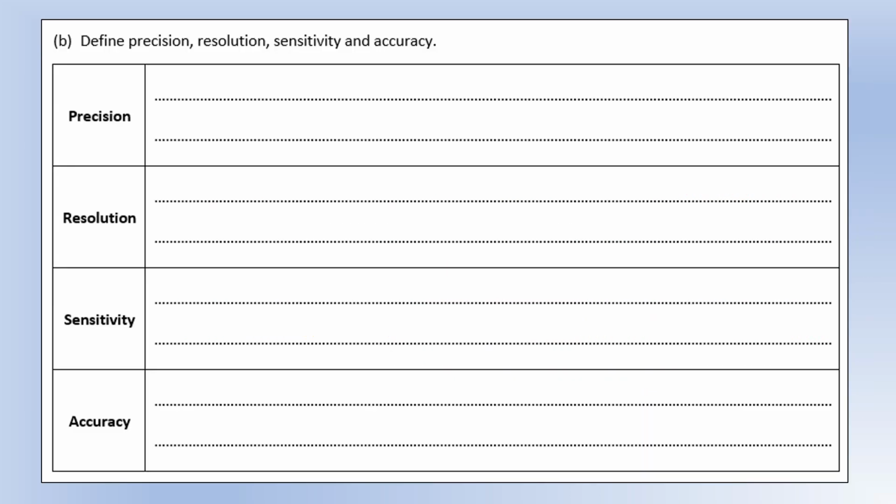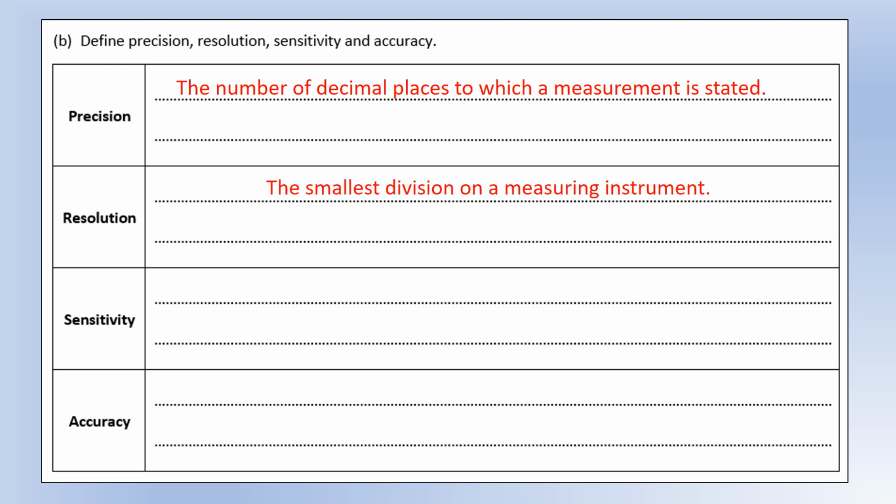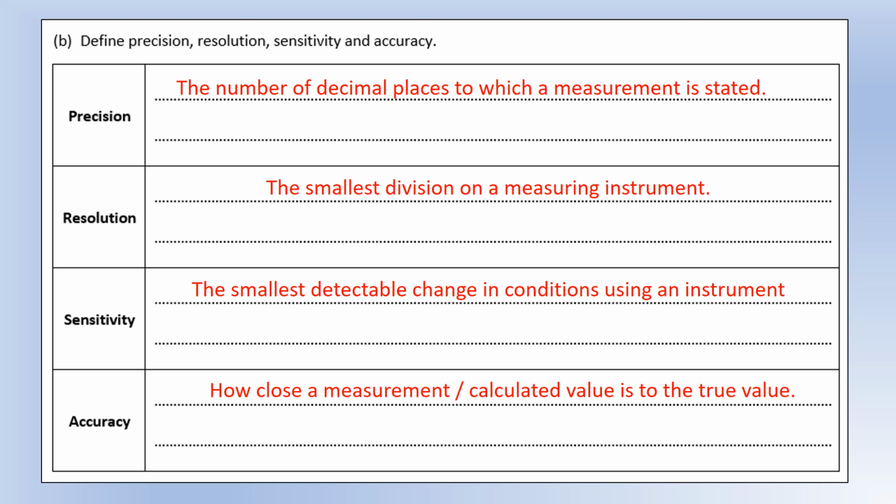Okay, so then we want to define precision, resolution, sensitivity, and accuracy. So precision is the number of decimal places to which a measurement is stated, whereas resolution is the smallest division on a measuring instrument. So they're not necessarily the same. Sensitivity is the smallest detectable change in conditions using an instrument. So if you're using a thermometer, it's the smallest temperature change that you can measure. And accuracy is how close a measurement or a calculated value is to the true value.